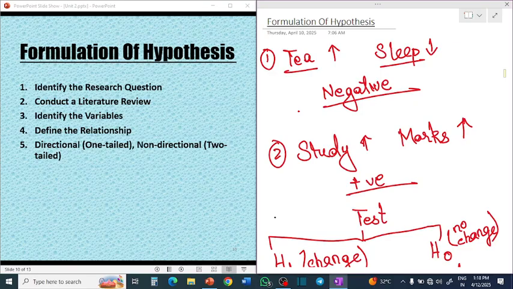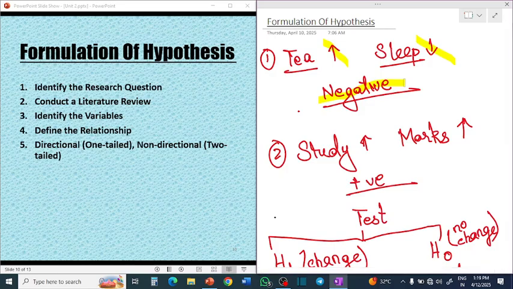Now the important part is we have to define the relationship. So a relationship can be of two types: a negative relationship and a positive relationship. In a negative relationship, we can see that the more tea we have, the less sleep we have. So this will be a negative relationship, where if one variable increases, the other variable will decrease.